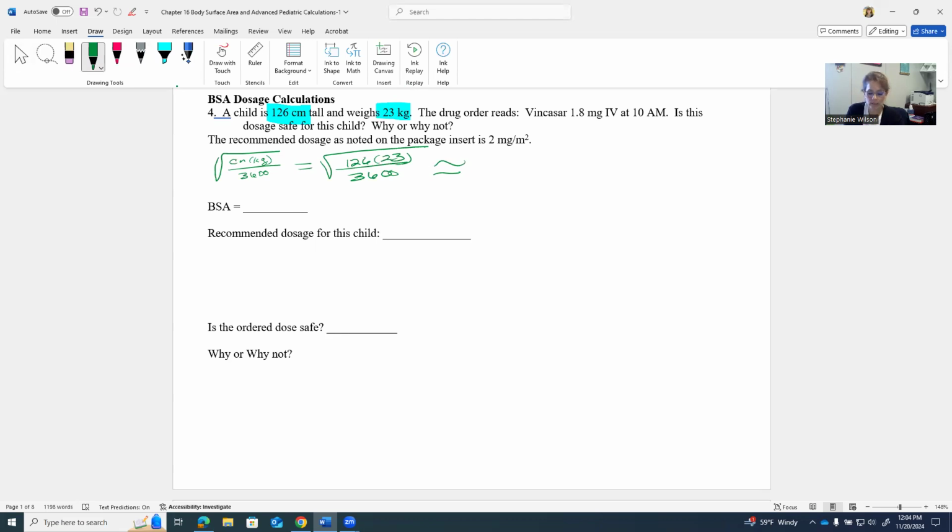Type in 126 times 23. Press equal. Hit divide. 3600. Press equal. Hit square root. So it is, oh wow, this is what I get. And then when we round this, it's going to change everything.